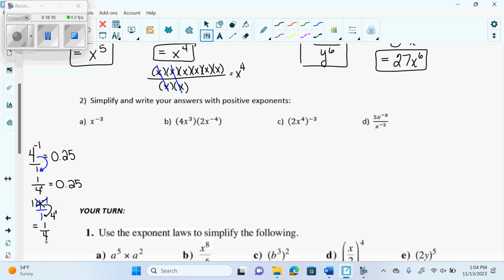So if I have x to the negative 3, it's over what currently? 1. When I move it down here, what's it going to become? X to the what? Positive 3. Does my numerator just go away? No. What is your numerator if everything's gone? 1. So these are the same.